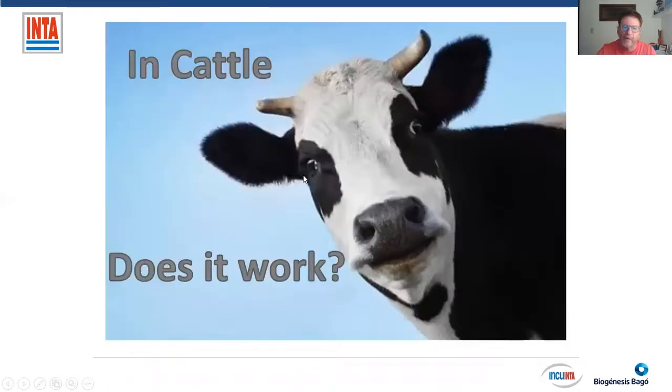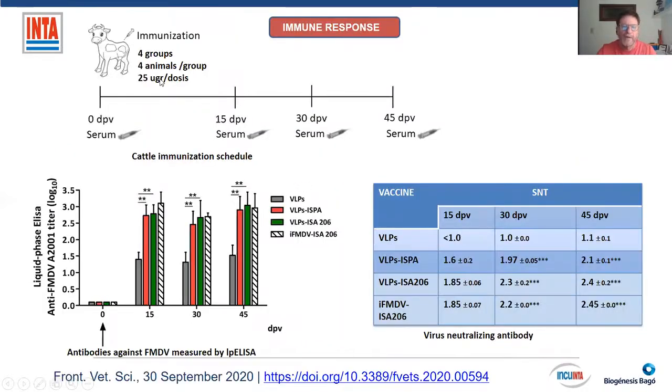And what happened in cows? Does it work? Well, in this case, we made an assay with 4 different groups, 4 animals per group, only 1 dose of 25 micrograms. And again, you can see we used the same adjuvants as in mice. And in this case, at the 3 different times, we have the same results of ELISA titers.